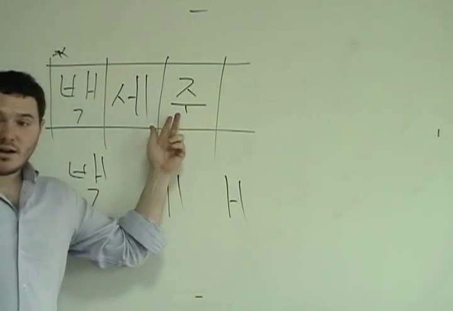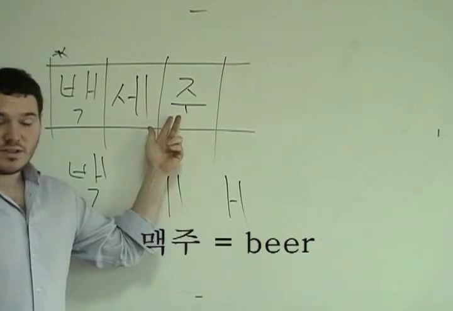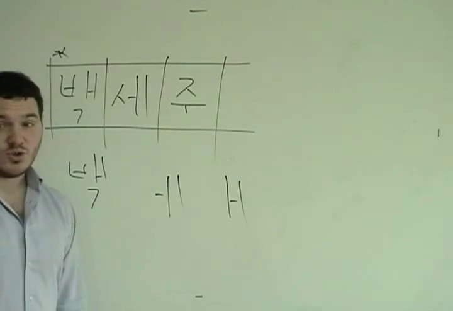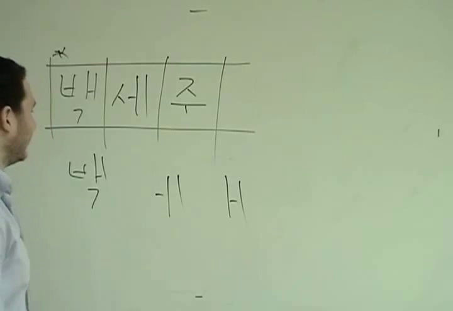Ju is on the end of a lot of alcohols. Okay. Yangju is whiskey, Mekju is beer, Soju. Okay, here's Soju.